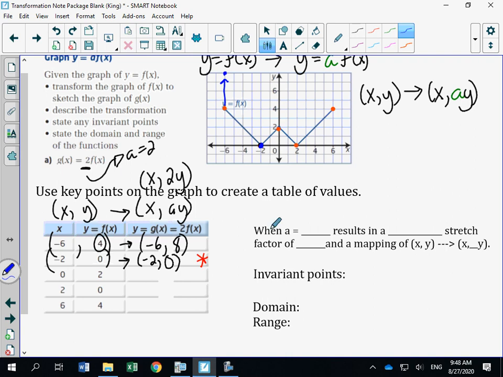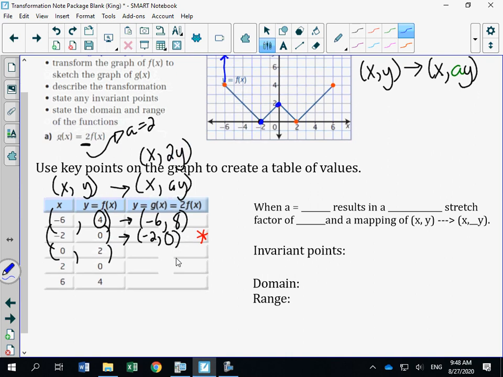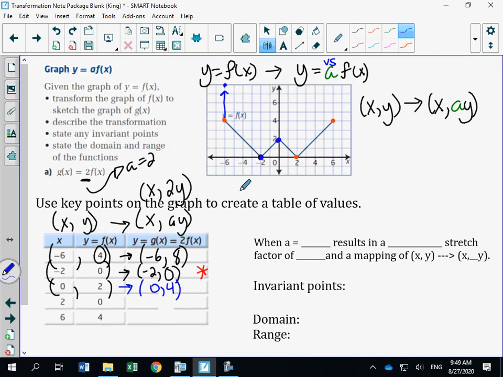Okay, let's look at 0, 2. So this point right here, 0, 2. When you apply the vertical stretch to this, your x coordinate stays the same, and your y coordinate, we multiply it by 2, right? So the new point would be 0, comma 4. So this point here is going to get stretched up now to here.